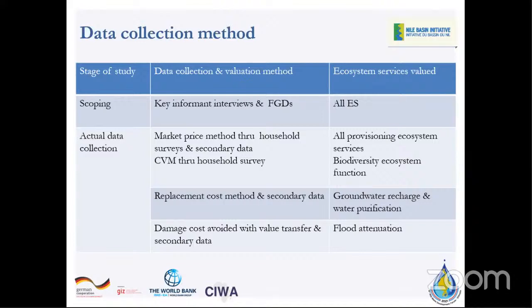Another priority ecosystem service based on the earlier process of scoping was groundwater recharge and water purification. And there we used replacement method coupled with secondary data. Then we had flood attenuation. Here we used damage cost avoided and the value transfer from secondary data in a study conducted in Uganda.